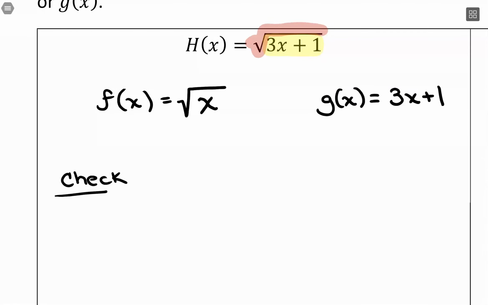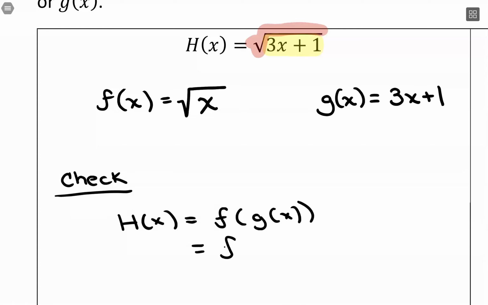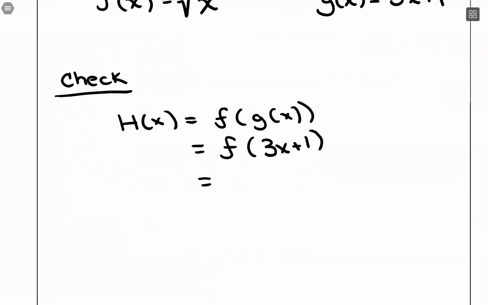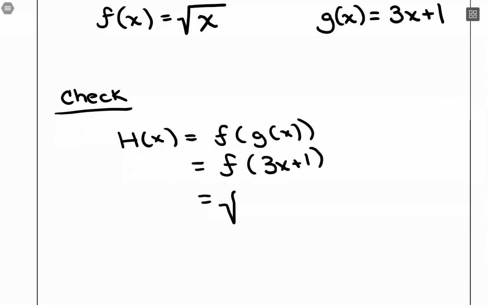So h of x is made up of f of g of x. And what we're saying is that g of x is equal to 3x plus 1. So when we have just x here, then when I go to f, my function f is defined as we take the square root of whatever our input is. And we're saying the input is 3x plus 1.